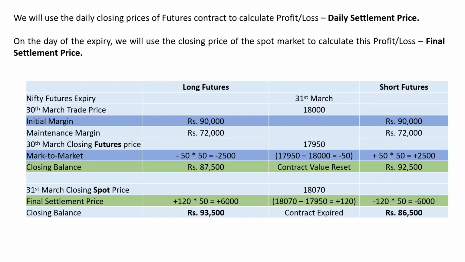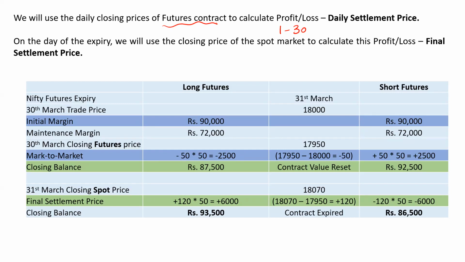Now we are going to use the daily closing prices of the futures contract in order to calculate the profit and loss, and this is known as the daily settlement price. So from 1st to 30th of March, we are going to use the closing prices of the futures market in order to calculate the daily profit and loss. Let's say our contract is going to expire on 31st of March.